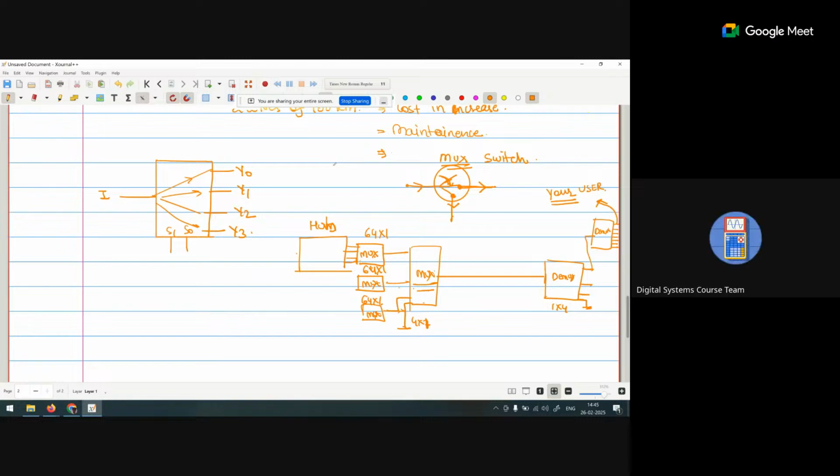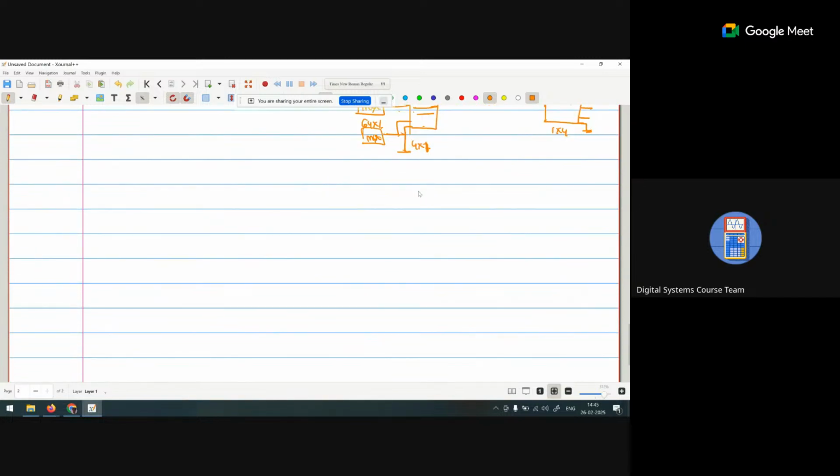Any doubt? Okay, so this is the mux and demux. Now we can use this mux for other combinational circuits. For example, if we do not have a 4x1 mux, we can implement it with the help of 2x1 muxes.